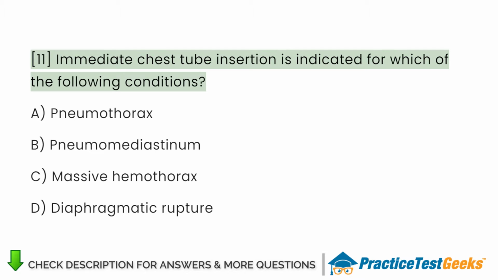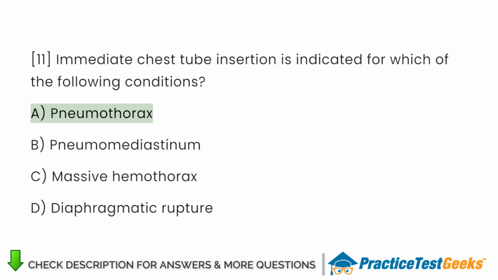Immediate chest tube insertion is indicated for which of the following conditions? A. Pneumothorax. B. Pneumomediastinum. C. Massive hemothorax. D. Diaphragmatic rupture.